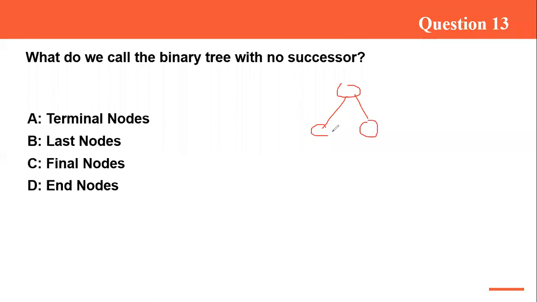Now in this, we need to know the terminology. The first node in the tree is called the root node. The first node is called what? Root node. I mean, A is considered the root node. And B and C are considered terminal nodes. We call them terminal nodes.